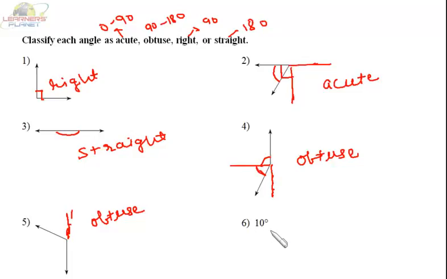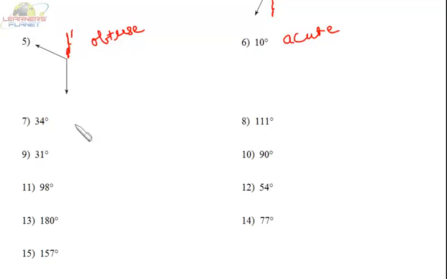Now here, 10 degrees, what is 10 degrees? It's between 0 to 90. So it's an acute angle. 34 degrees, it's between 0 to 90. So it's acute. I just write A for it. 111 lies between 90 to 180. So it's an obtuse angle. 31 degrees further, it's between 0 to 90. So it's acute. 90 is a right angle.